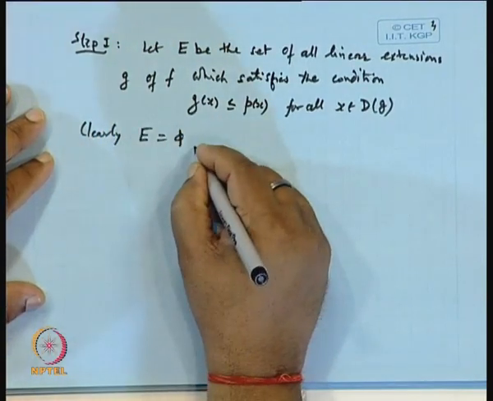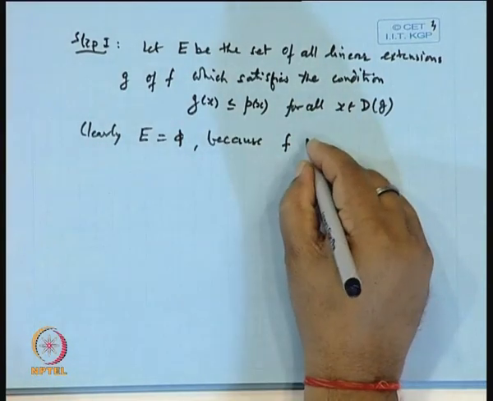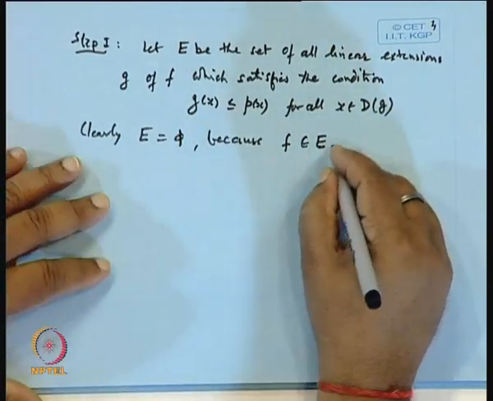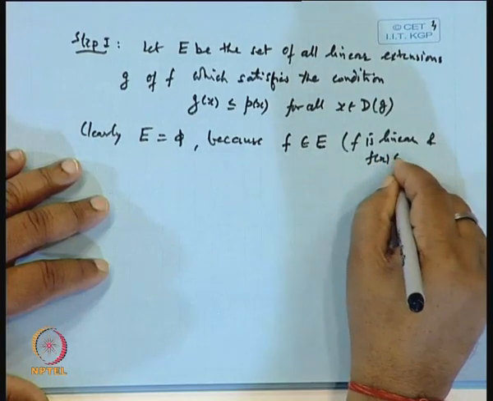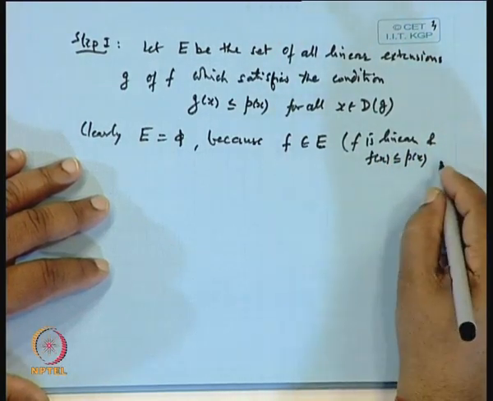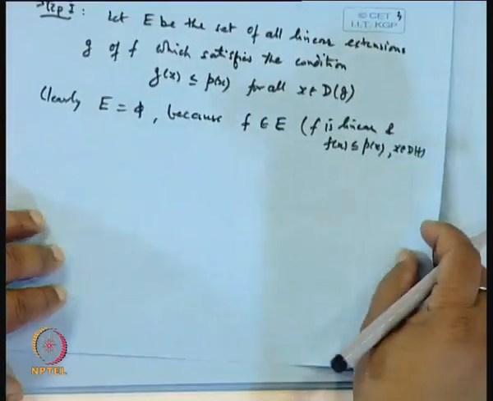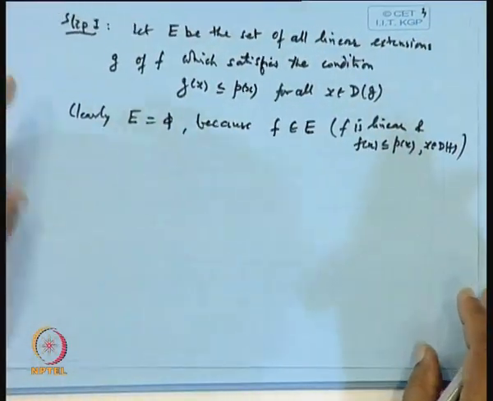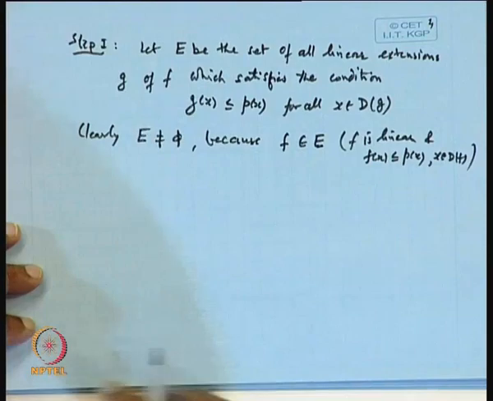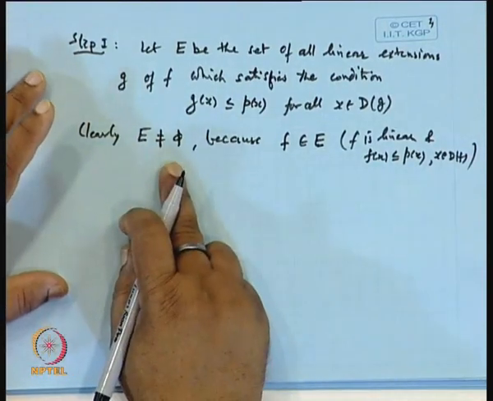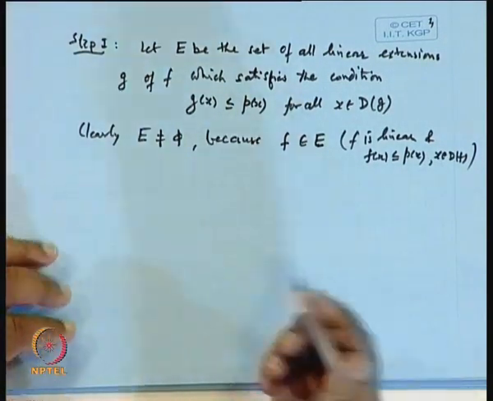Why? Because F belongs to E. Why? Because F is linear and majorized by P in the domain of F, where x belongs to the domain of F. So, there exists at least one element F belonging to E. So, E is different from the empty set, E cannot be an empty set. Okay? So, we can now introduce the partial order on E.